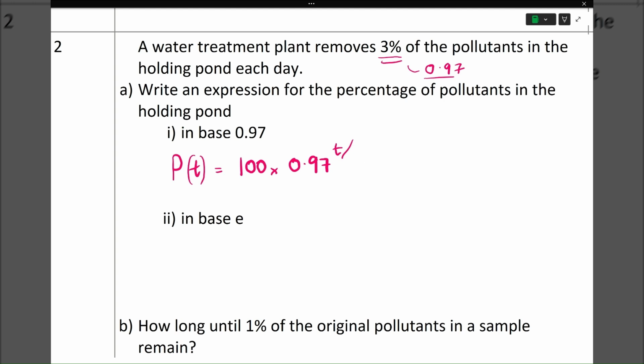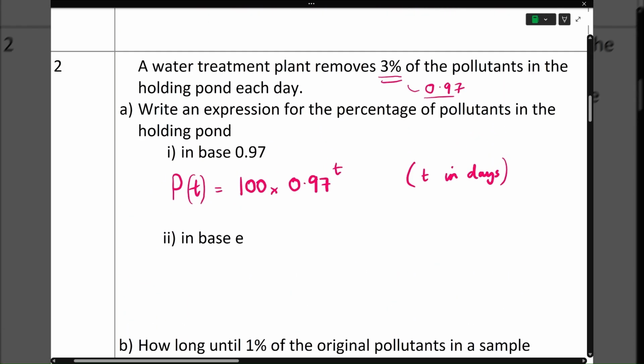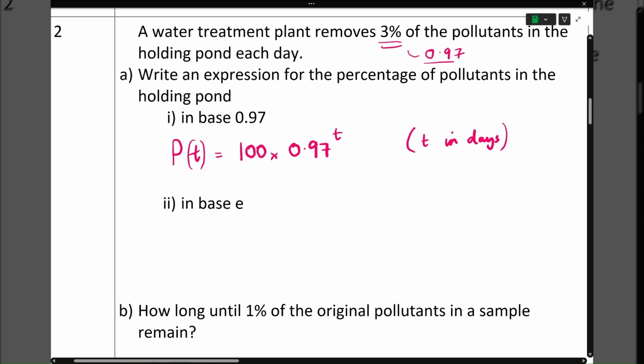We could, if we wanted to do the expression with t in hours, have it over 24. If we wanted it to be in minutes, we could have 24 times 60, and squared if we wanted it in seconds. But we'll just leave it as t, and we'll note down that over here t is in days. If we look ahead for the rest of the question, then we can work in any time unit that we want, so I'm going to leave it t in days.